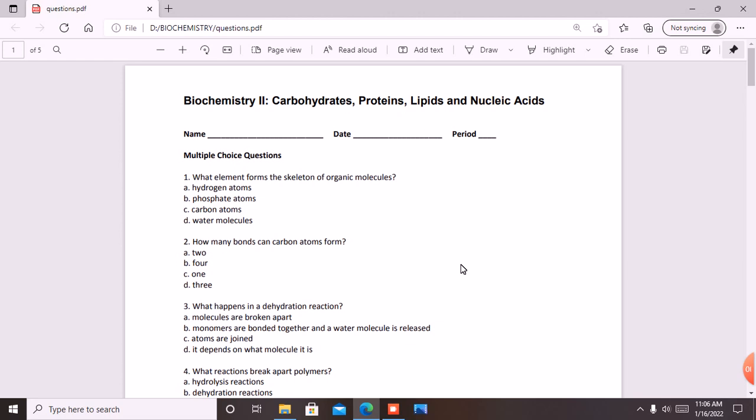We are going to solve the questions one by one and discuss the answers in a short time. So let's begin. The first question is, what element forms the skeleton of organic molecules? Every organic molecule must contain carbon. So carbon forms the skeleton of organic molecules. So question 1 is C.